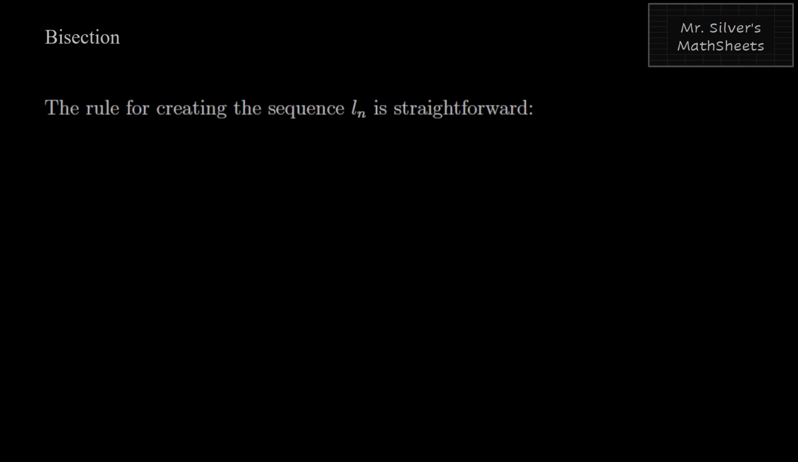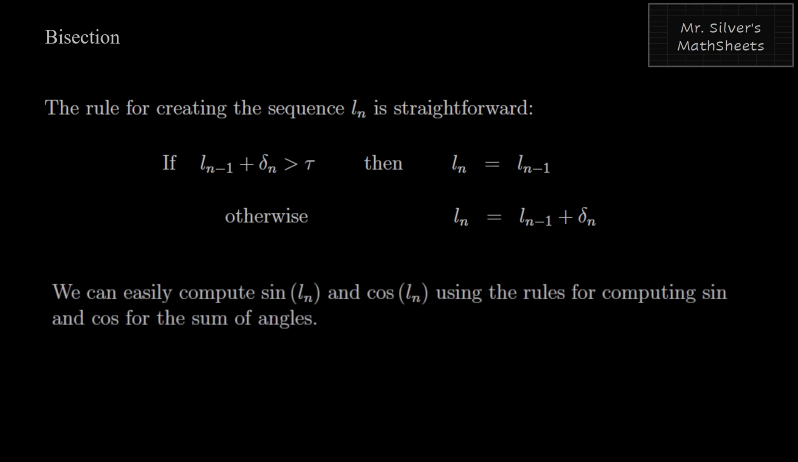So the rule for creating the sequence ln is straightforward. If adding delta to the lower limit exceeds the target, then we don't want it, and we'll keep the old lower limit. But otherwise, we'll increment the lower limit. We can easily compute sine and cosine using the rules for computing sine and cosine for a sum of angles. And we continue until we obtain the desired precision.